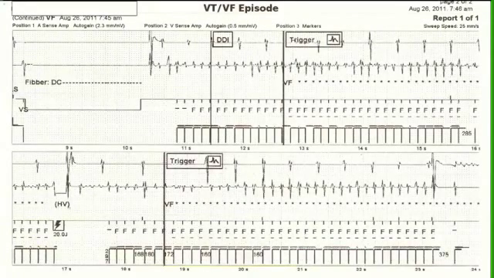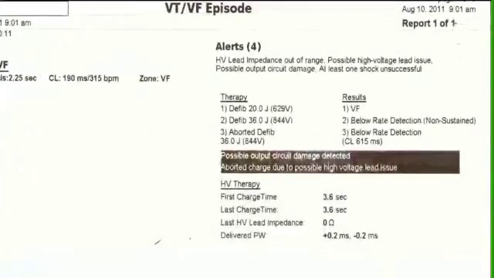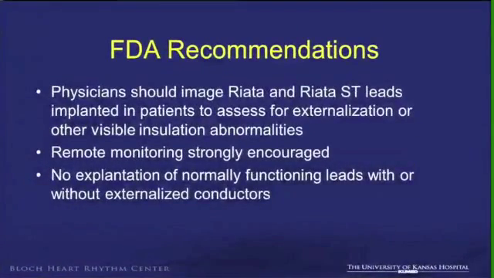As I said, if you look more, you'll find more. This is DFT testing in a patient with a Riata lead, and DFT didn't work because the circuit was damaged and the charge was aborted. So if you look more, you can find more, but still, even after looking, the incidence of electrical failure is not anywhere close to the mechanical failure rate. So most of the mechanical Riata leads still do not have electrical failures.